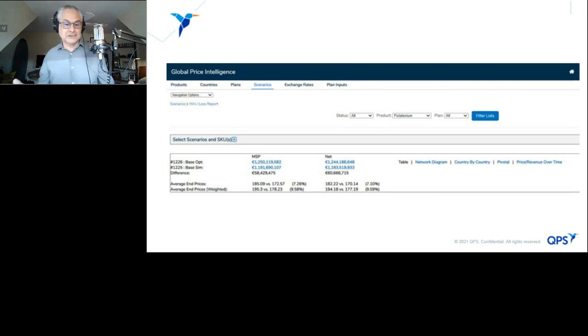Okay, so what does that look like anyway? This is just an extract from the solution. We take the basic inputs, which are which countries you're going to launch into, your earliest launch date, the indicative launch price, and the volume forecasts, and then overlay the international reference pricing matrix. And then we let the analytics run.